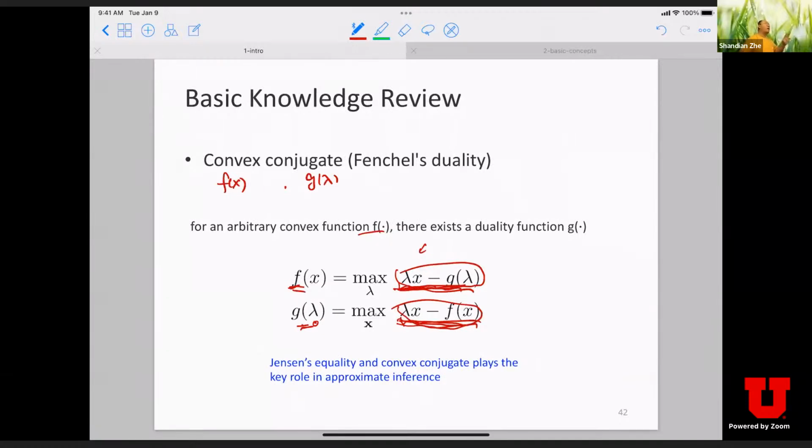Is it clear to everyone how this is described? I'm going to explain some intuition later, but I need to ensure that everyone gets the definition of this. If x is a vector, then lambda will be a vector, and this term will be lambda transpose x. Another question?